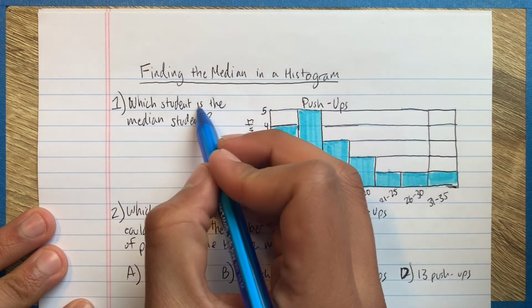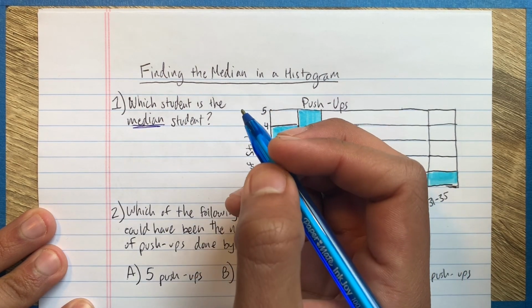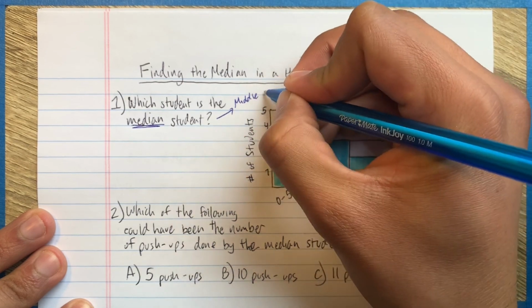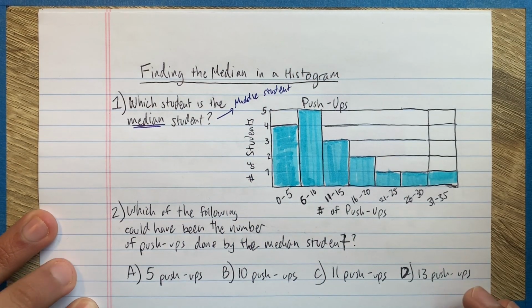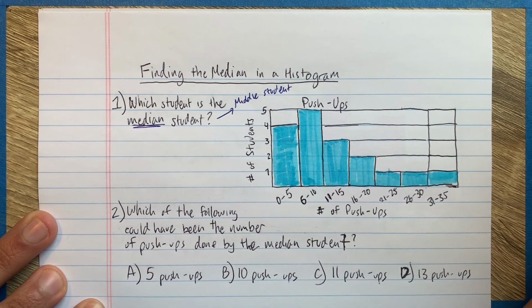So the question I'm trying to answer is, which student is the median student? And we just have to remember that this means the middle student. So we have to think, which student is the student in the middle? Well, in order to figure that out, we have to know the total number of students. So let's start by counting the number of students based on our histogram.